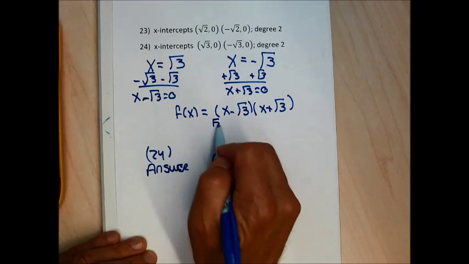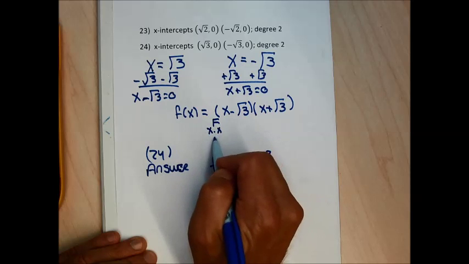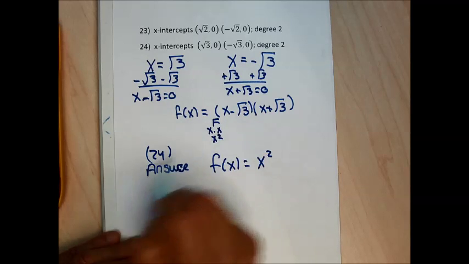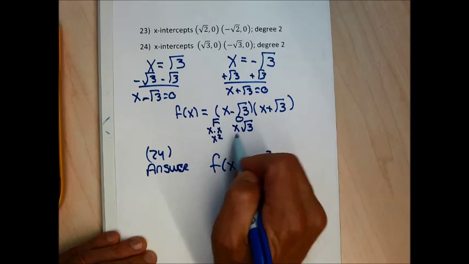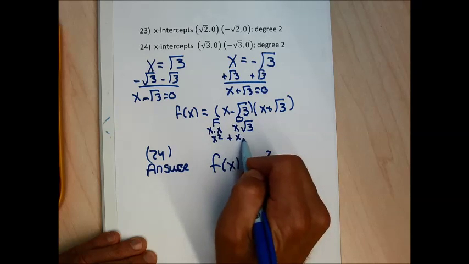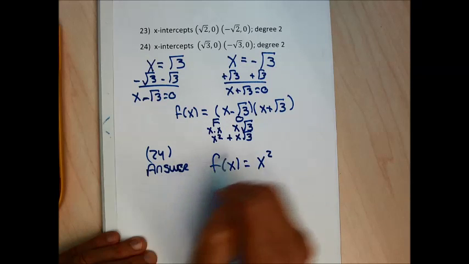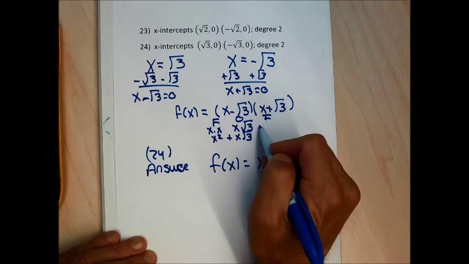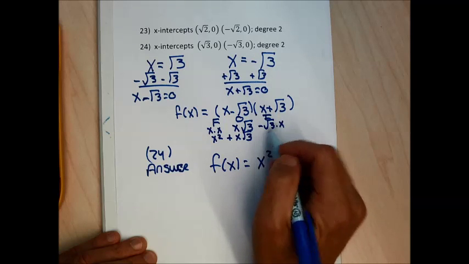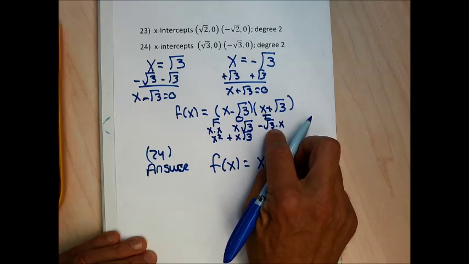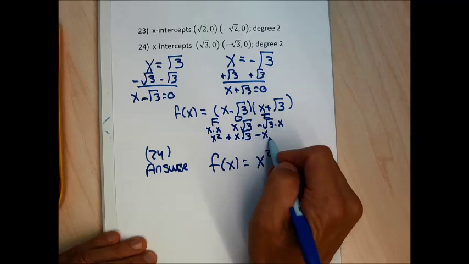The firsts are going to be x times x, which is x squared. The outers are going to be positive x times positive square root of 3. That's going to be positive x square root of 3. The inners are going to be minus square root of 3 times x. That's going to be either minus square root of 3 times x or minus x square root of 3.